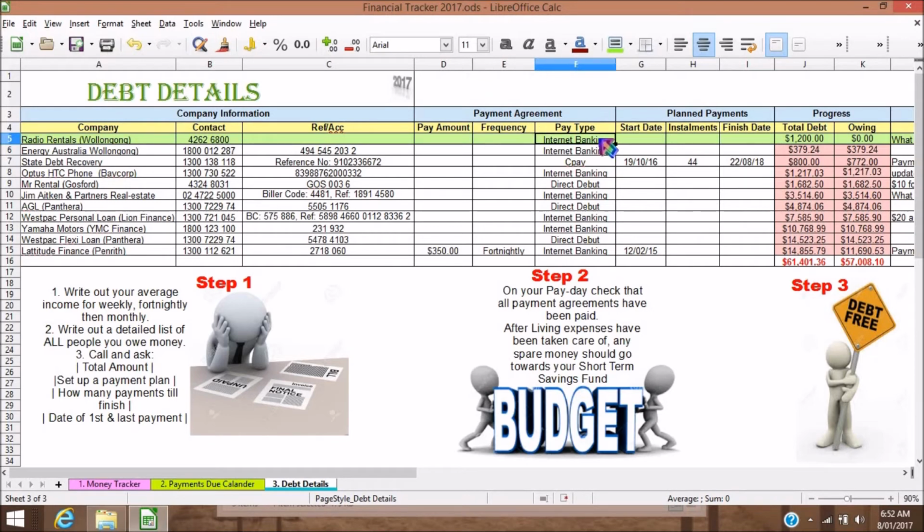I type in my pay type. So is it going to be done through internet banking? Will it be direct debited? Will it be paid through the post office or cash in hand? Next one over here is my planned payments.